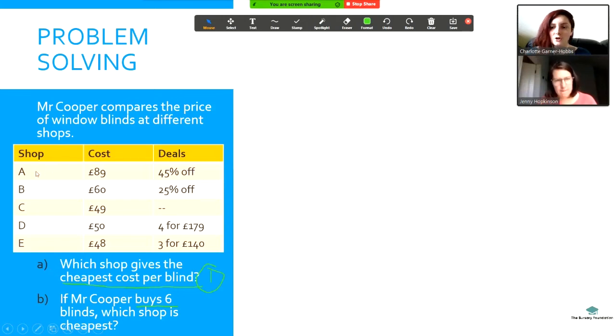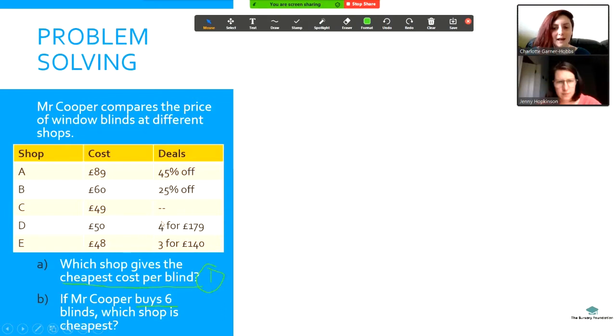So I can see that for shop A, the normal cost of one blind is £89, but they've got 45% off. So that's going to be 45% off everything. For B, similarly, it would ordinarily be £60, but they've got 25% off. C, one blind is £49, so there are no deals at all. D is £50 for a single blind, but they've got a deal for multiple blinds. Well, that's not any use to me if I'm just looking at one blind anyway, so I'm not going to worry about that. And for E, I've got £48 per blind and 3 for £140.